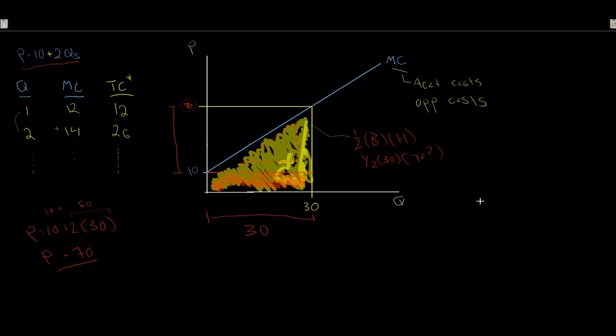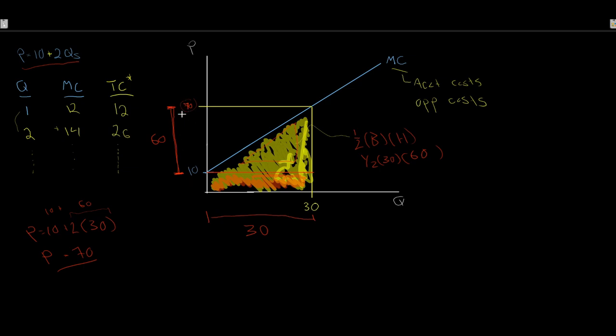70? Don't fall for that trap. I see that a lot. Our height's not 70, right? Our height is starting at 10 and then going up to 70. So our height here is 60. So careful for that. I see that happening a lot as a trap in figuring out our height.